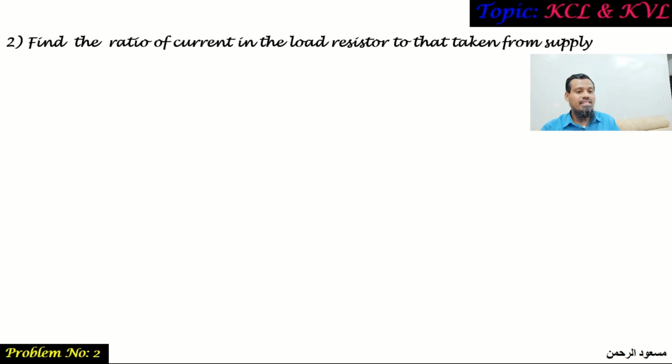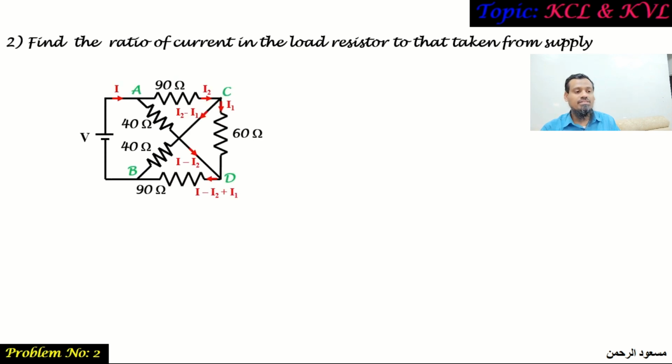The problem states: find the ratio of current in the load resistance to that taken from the power supply. The given circuit has 5 resistances connected with a battery. They have already assumed the branch currents and given the value of current in each resistor. The question is the ratio of current in the load resistor, the 60 ohm resistor, to the current delivered by the battery. So they have asked for the current ratio, that is I1 divided by I.